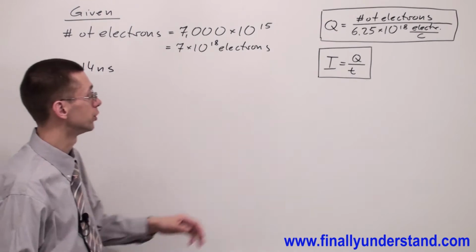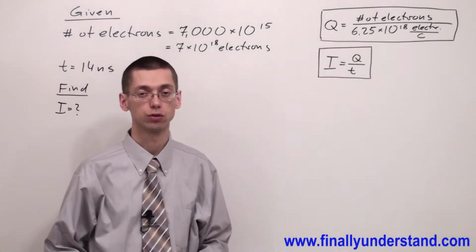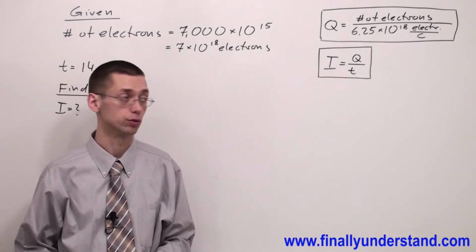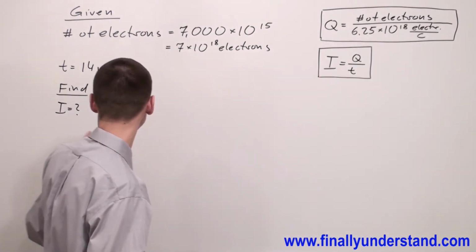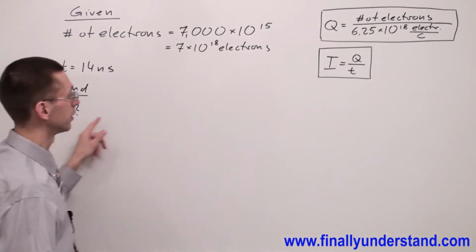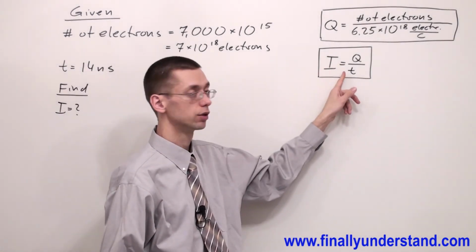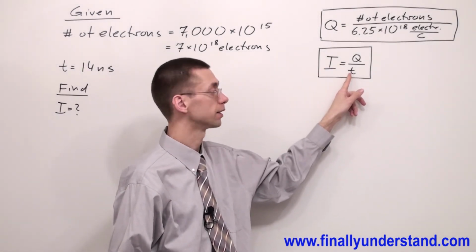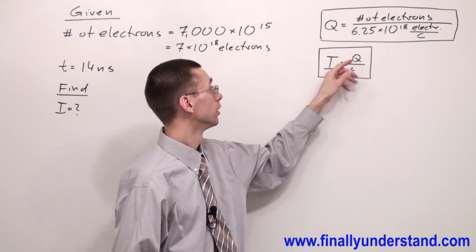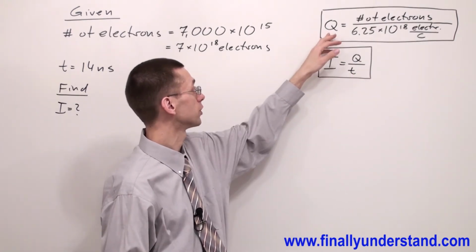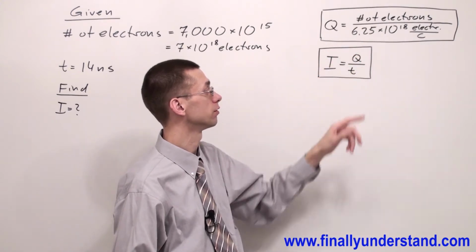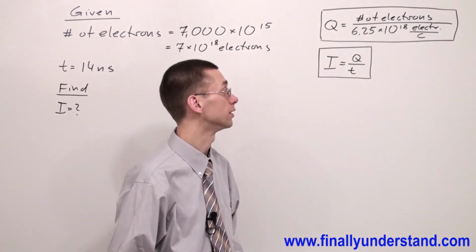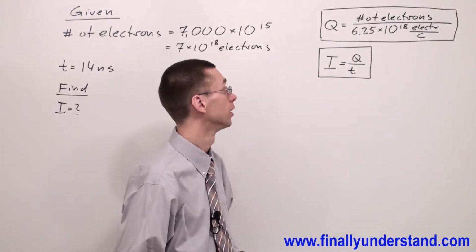I'm going to use these two formulas. Someone is going to ask why you have to use these two formulas. Because the first formula is for current. I'm looking for current. Current is equal to charge over time. But I don't have charge. There is a formula for charge which says number of electrons divided by 6.25 times 10 to 18 electrons per coulomb.